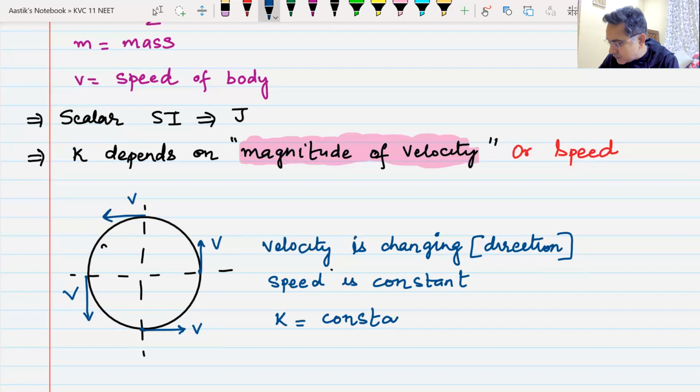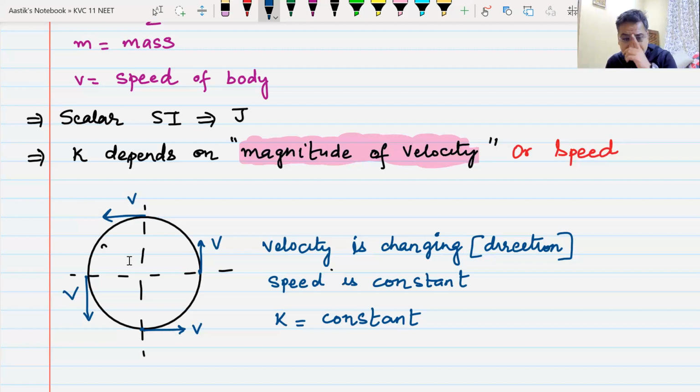So whenever you think about kinetic energy, half mv square, always think that v is not the velocity but the speed of the body. That will help us overcome any confusion about whether kinetic energy changes if velocity changes. Kinetic energy may change if the magnitude is changing. Kinetic energy will not change if only direction is changing. Do we understand this? Can I have confirmation? Boys, girls, we understand this? Great.